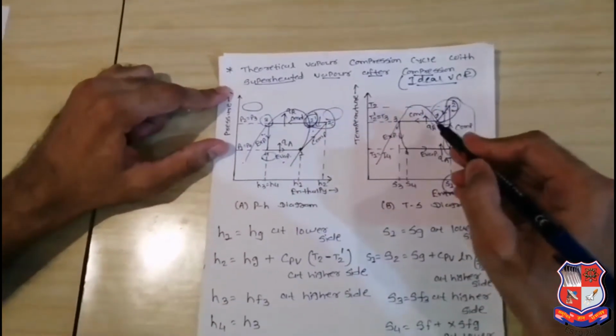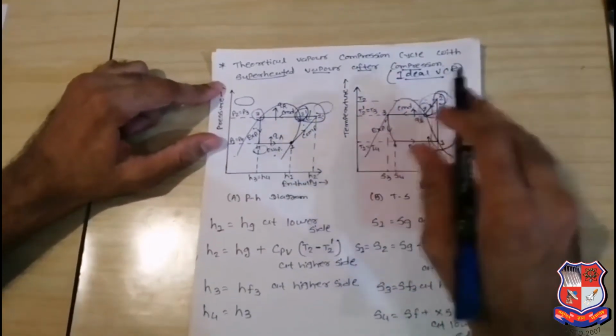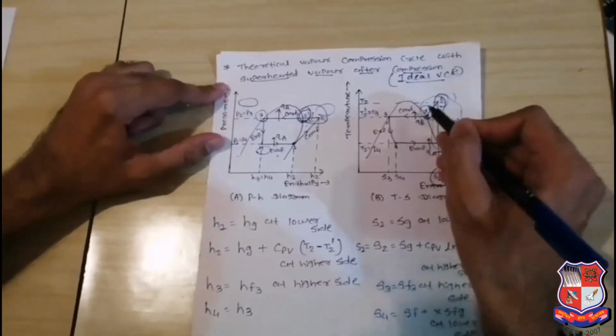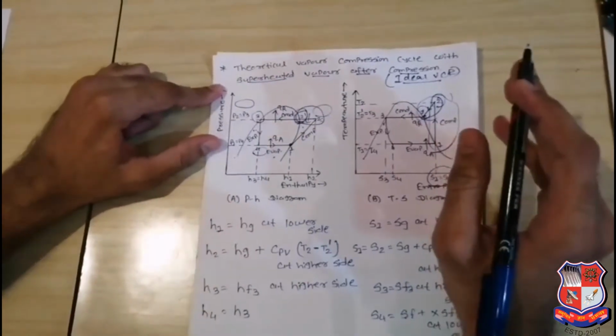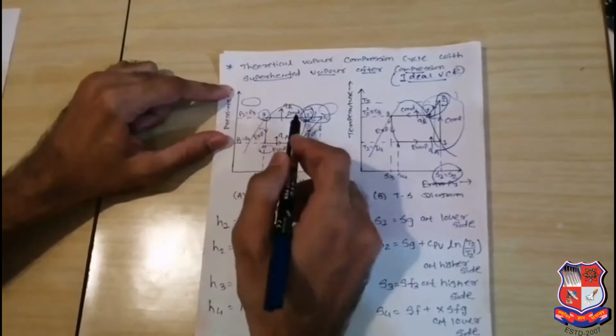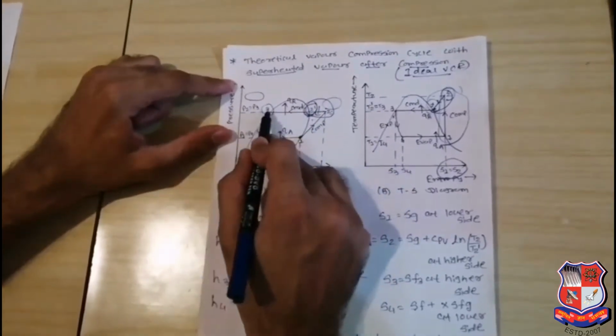So during this process phase change is not possible. Just superheated vapor is converted into saturated vapor. So that process is called the desuperheating process. Then after, 2 dash to 3 is the condensing process, latent heat is given up. So at that time phase change is possible. Saturated vapor is converted into saturated liquid.